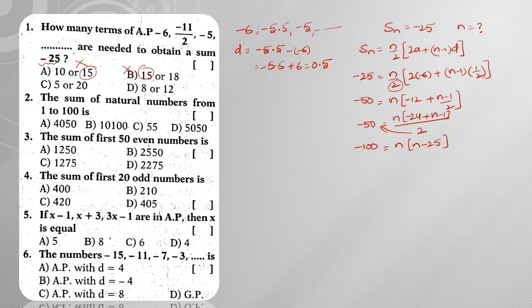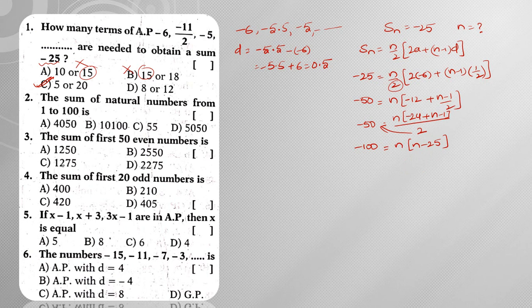Next, moving on to option number 3, n is equal to 5. So 5 into 5 minus 25 is minus 20. 5 into minus 20 is minus 100. So it is satisfied. Clearly from this, I can say n can be 5 or 20.